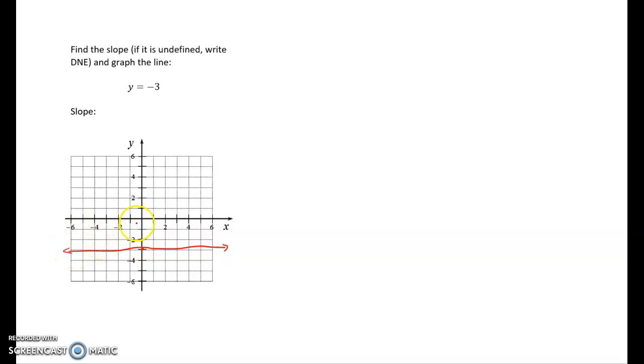Okay, now we need to find the slope. There's a couple ways to do this. You could do this by making an XY chart and choosing some of the points. So like 0, 3, you could have 1, 3, -1, 3, and use two of those points with the slope formula to find the slope.